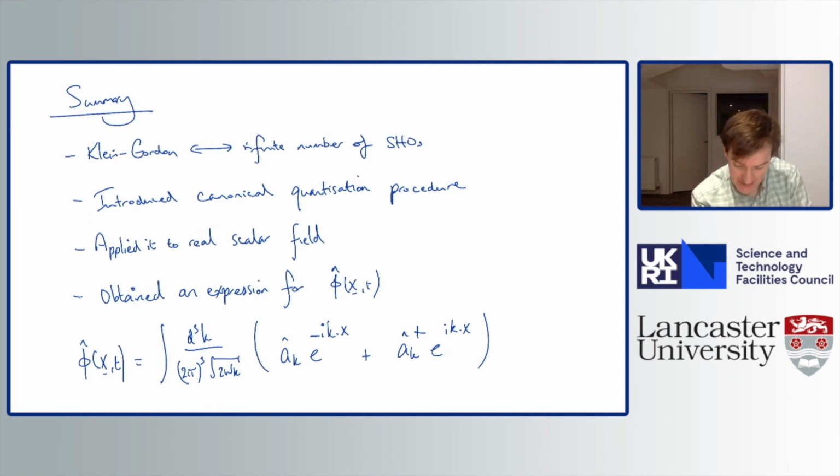Going through those steps, we've ended up with an expression for the operator valued scalar field. So here it is. We have the phi operator, a function of x and t, and we write it as an expansion in terms of creation and annihilation operators, where these operators create and annihilate things with a frequency labeled by k. There's an infinite number of them, so we have to sum over all the possible values of k. So that's the end of this lecture.